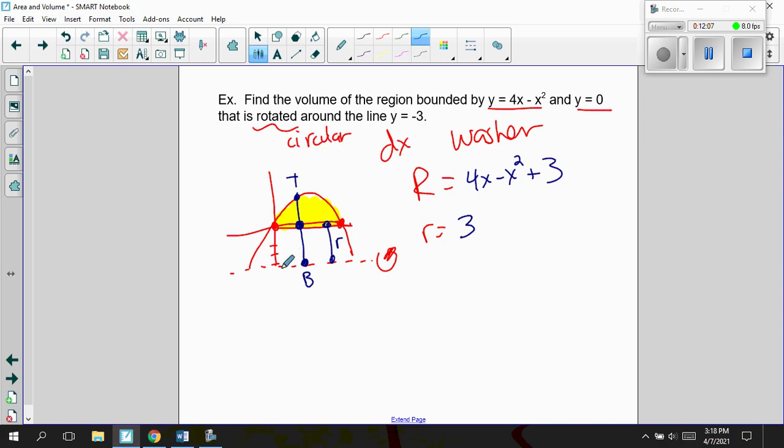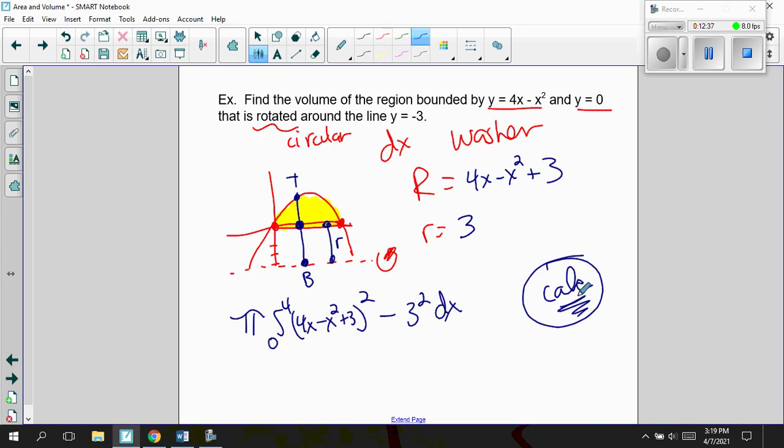So my integral then, I'm going to put a pi because I'm spinning, 0 to 4 for my x's, and it is outer radius, so (4x minus x squared plus 3) squared, and then minus 3 squared, dx. Okay, and that's one that you might have a calculator on. Maybe you foil that. That wouldn't be too bad of a foil, and do a power up, power over. Good chance that would end up on a calculator section of the multiple choice, so you wouldn't have to do all that, but potentially you would.